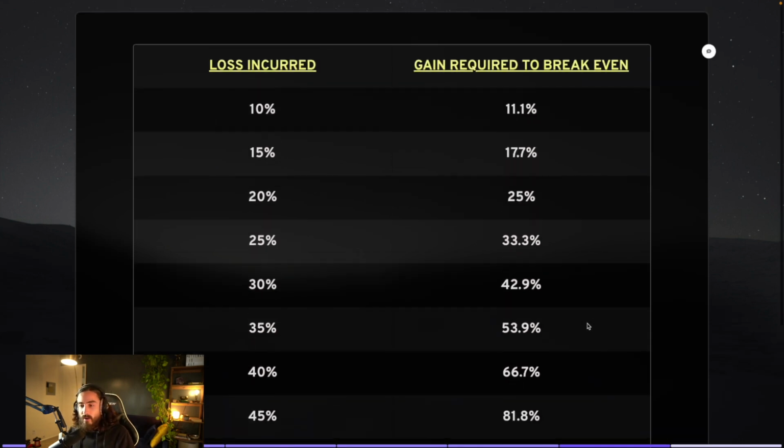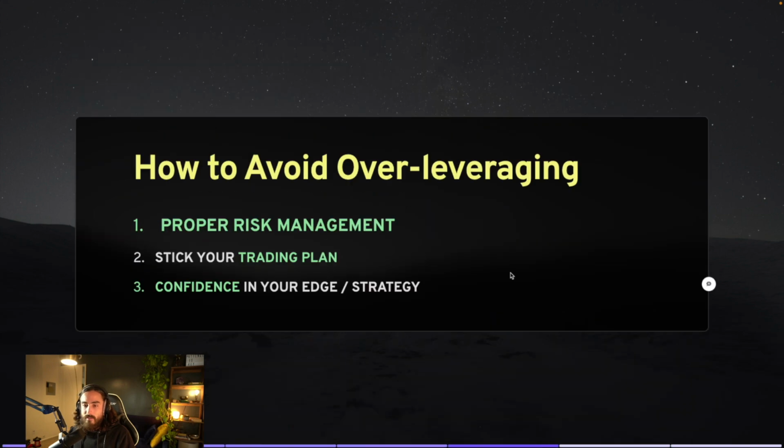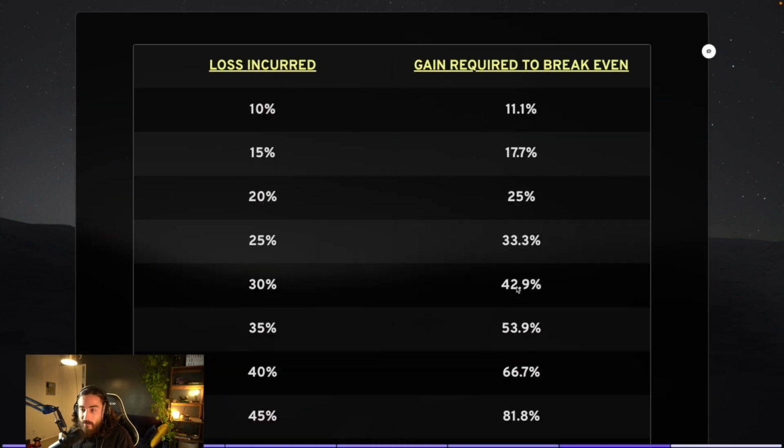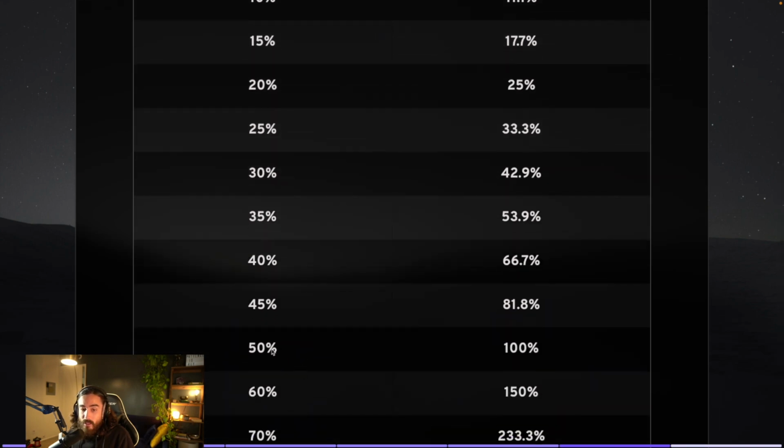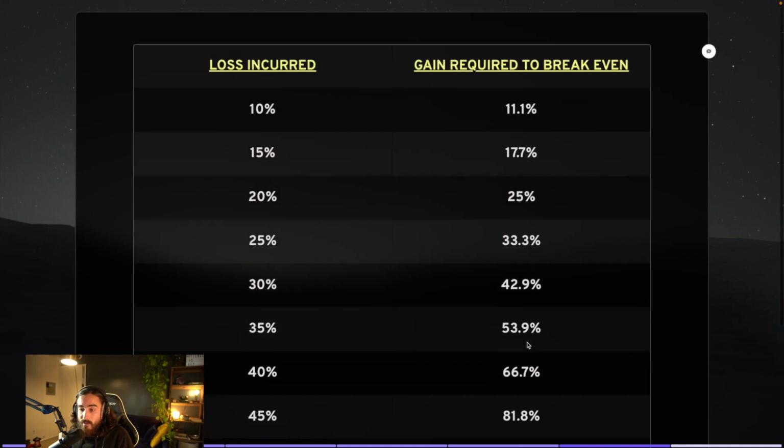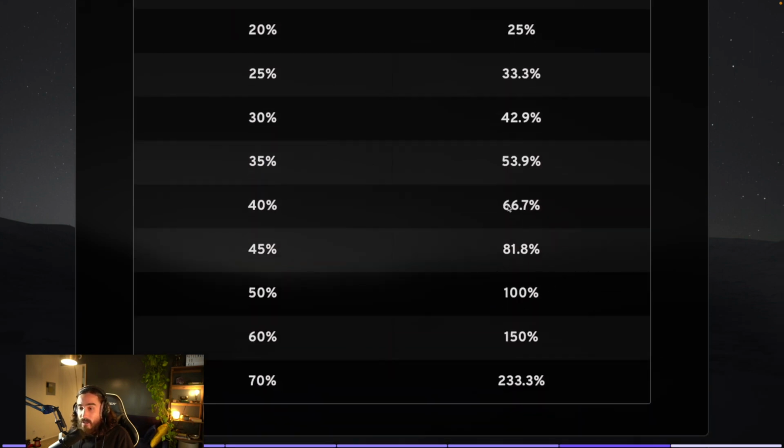So really practice proper risk management. Don't over leverage. If you over leverage, that just means that you're putting on a greater amount of risk, knowingly or unknowingly, and the amount of money that you have to make to just break even and get back to where you were after you had just taken that loss is even greater. And you could just continue the cycle of losing more money and having to make more money back, and you don't want to be in that cycle.